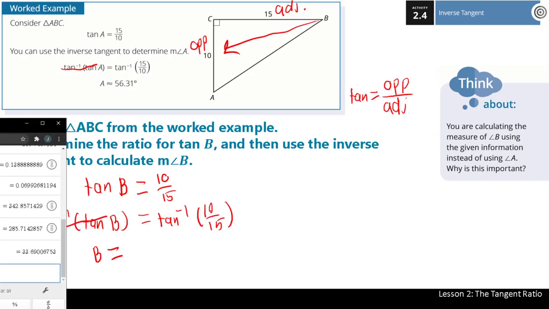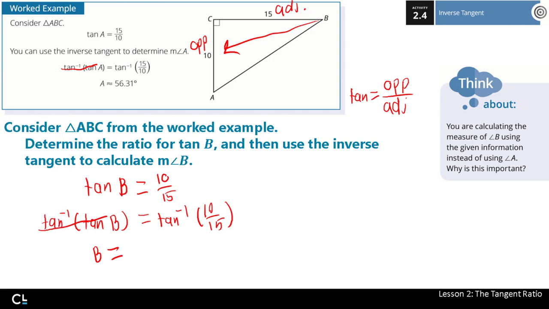So back over, and we're just going to write our answer is 33.69 degrees, because this is an angle measure. So angle B is equal to 33.69 degrees. And we used our tangent inverse. So, reminder, the tangent inverse is to find the angle measure of our angle using the ratio of tangent.